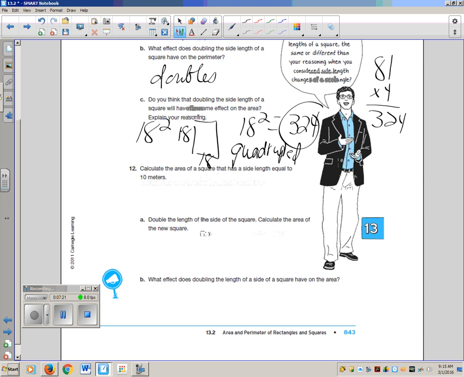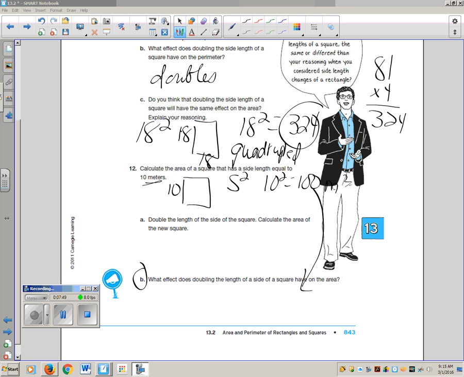Calculate the area of a square that has a side length of 10. That's 10. Area is side squared, which is 10 squared. That equals 100. We are measuring in meters, so it'd be meters squared. B, what's the area if I double the measurement? It will jump all the way to, take a guess. I'm waiting. Did you guess? You will get 400 because it quadruples.